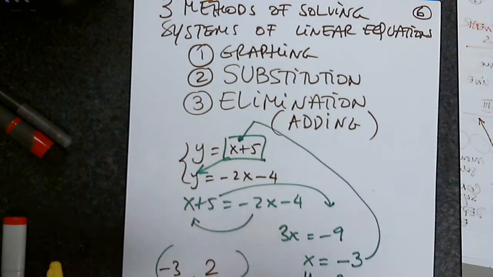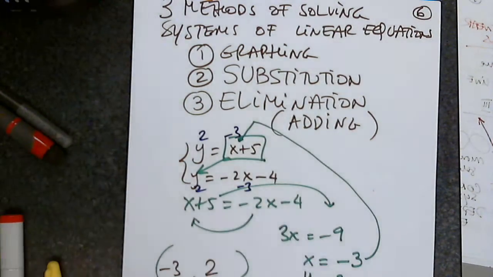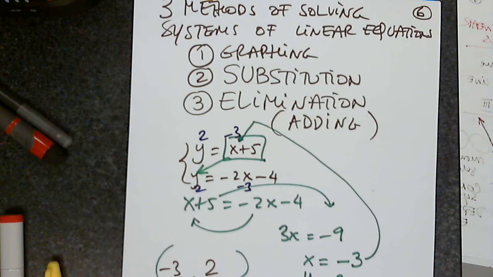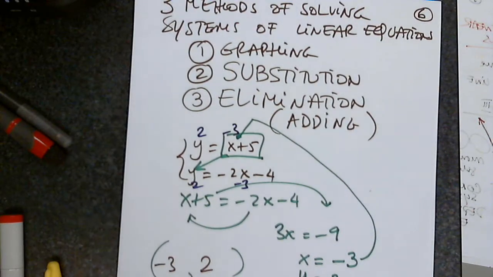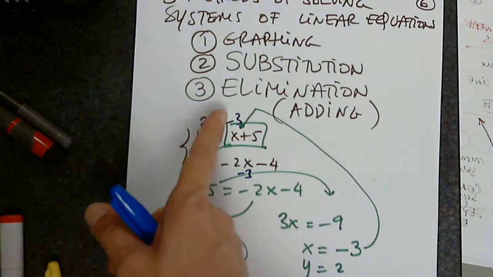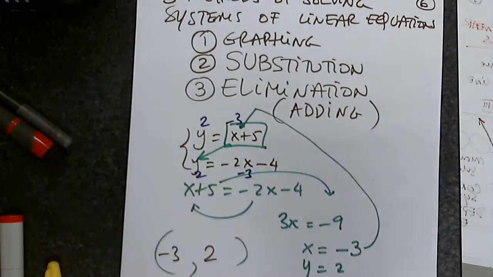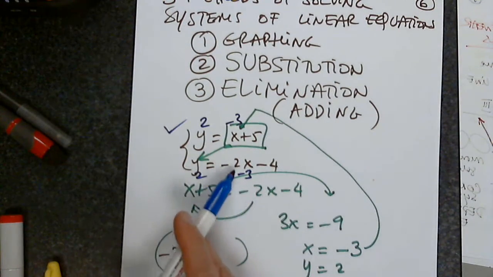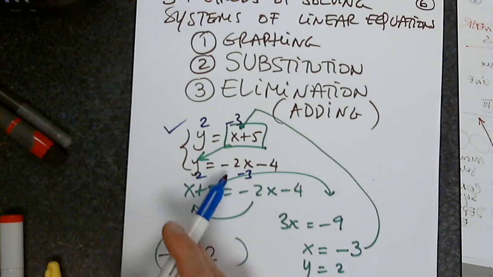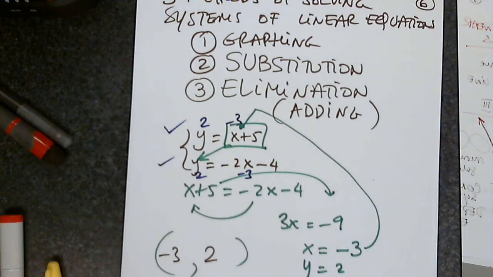So I'm going back to the original problem, and I check negative 3, 2. Let's see if both conditions are fulfilled at negative 3, 2. If one of them is not, then this is not the solution. So let's try. Negative 3 plus 5. Does that equal 2? Yes. So the first equation is done. Now, negative 2 times negative 3, how much is that? 6. How much is 6 minus 4? That's it. So there is no question.